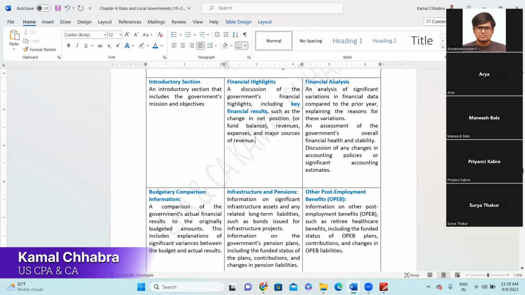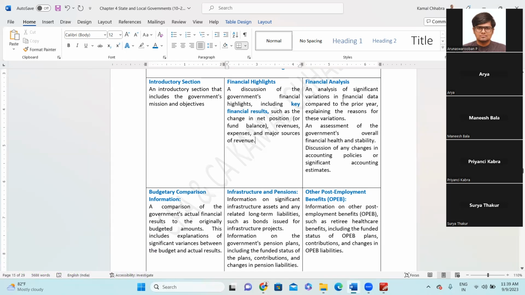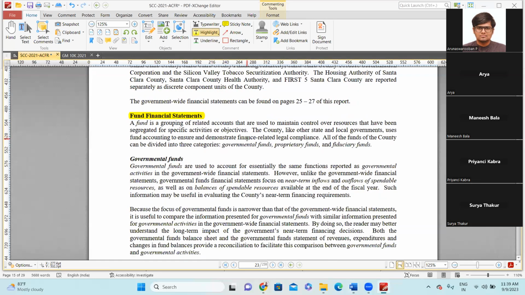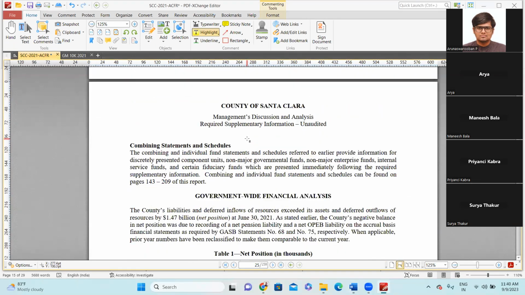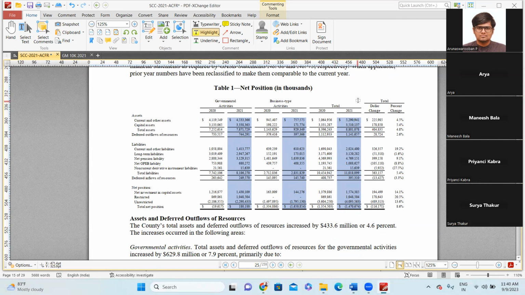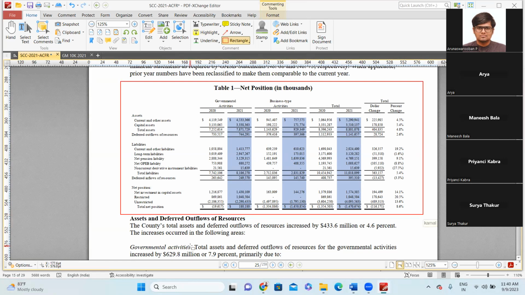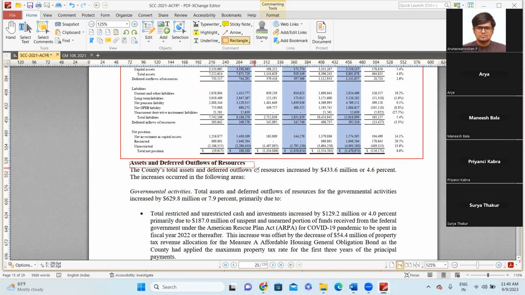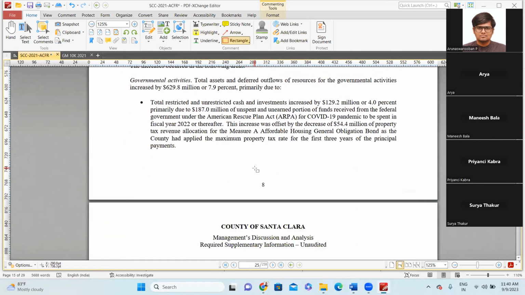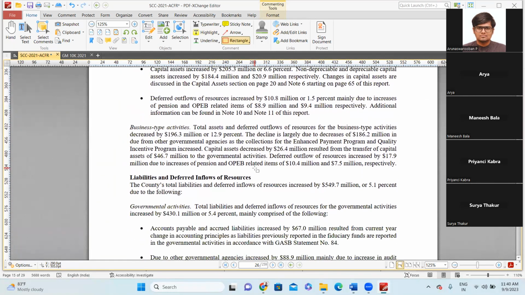Right. The next one is the financial analysis. An analysis of the significant variation in financial data compared to the prior year. So you will do the comparative analysis with the prior year and explain the reasons for these variations. So if you go down below, you will see the variance analysis, and in that variance analysis, they give the reasons also. So if you see, this is the variance analysis of the net financial position. They have done this variance analysis, and then for these variances, they have given a line by line explanation for each item, right? So they have covered all the line items.